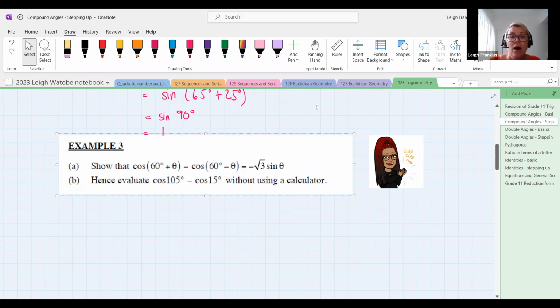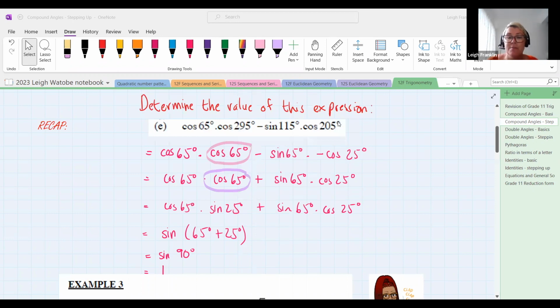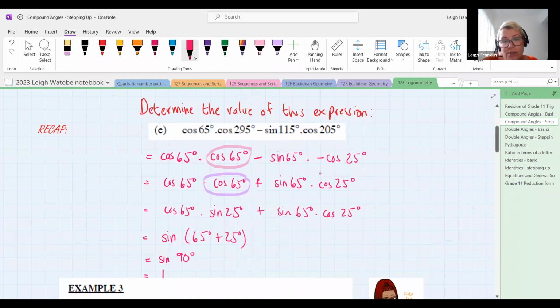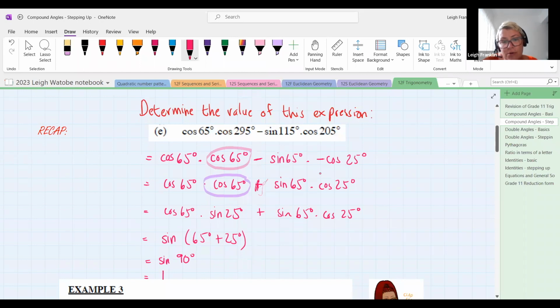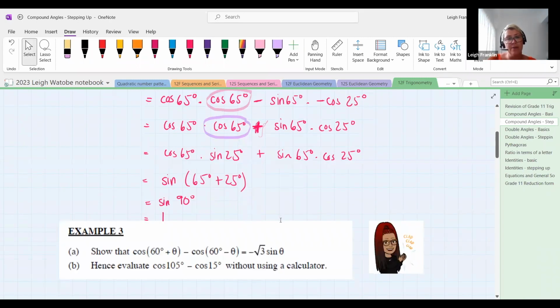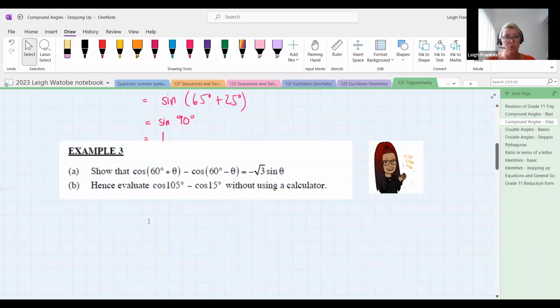Or maybe Nonkululeko, how did the minus change to plus? Because a negative times a negative is a positive. Okay, so over here, this negative multiplied by that negative is what gave us our positive over here. Okay, that positive over there, which I've made a bit of a mess of. Okay, so we've got to be very, very careful about signs always. Okay, let's have a look at this example.